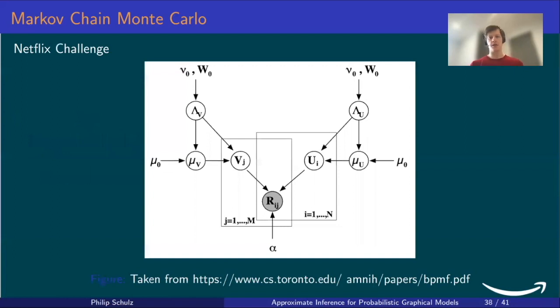Okay, let me finish up this section by talking about some applications. Now, all these applications can in principle use Hamiltonian Monte Carlo or variational inference, but I'm going to present two applications where sampling, not Hamiltonian Monte Carlo, but where sampling has been used. So one is the Netflix challenge. And this here looks very, very complex, but it was actually the winning model, I believe, and it's a Bayesian matrix factorization model.